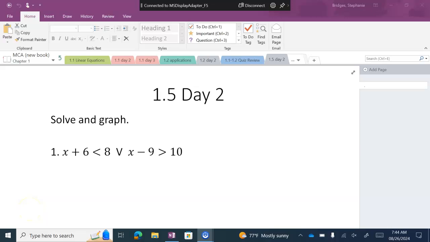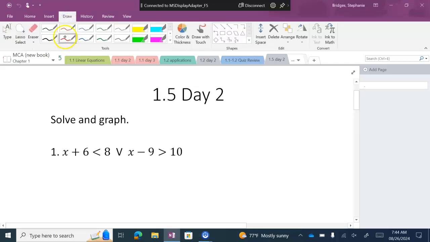Notice we have x plus 6 is less than 8, and then you have that symbol that looks like a V, okay? Most of the time we use words, but every now and again they will switch those words with these symbols. And then you have x minus 9 is greater than 10. So this V is going to represent the word "or," okay? So think about it like this. Or, like I don't care, or I'll have this one or that one. So that's kind of how I remember which one is which, is just like shrugging my shoulders.